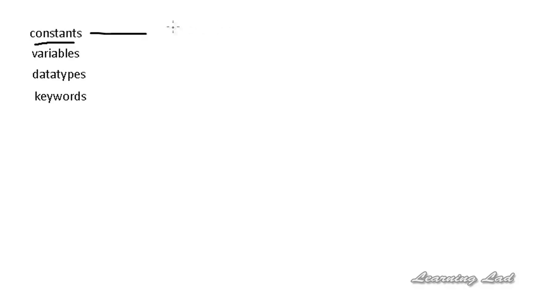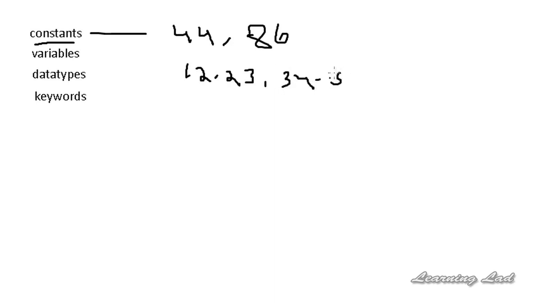For example, we have integer constants, which is a whole number. For example, 44, or we have 86, or any whole number which is an integer constant. And then we have floating point constants, for example 12.23, a number with decimal values, 34.53, etc. So all these are floating point constants.